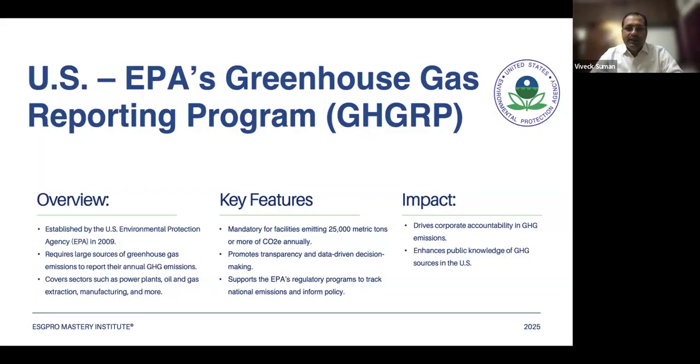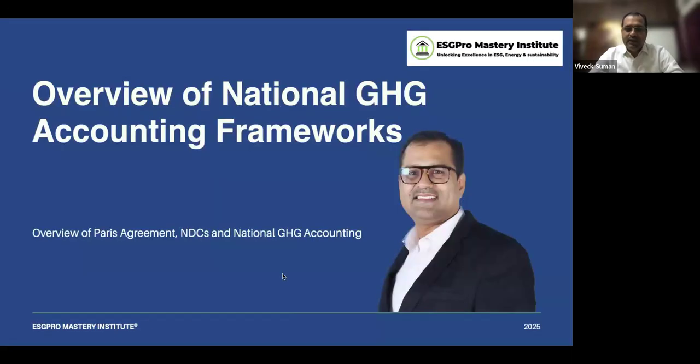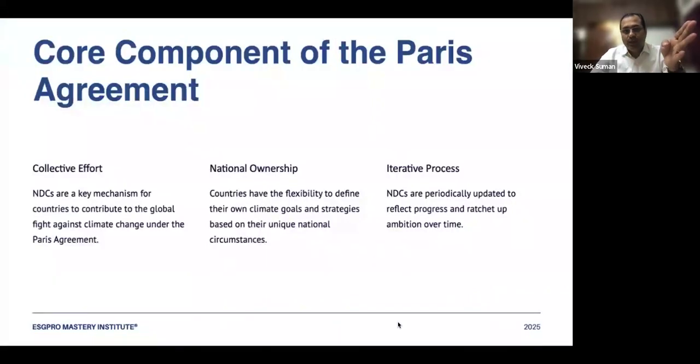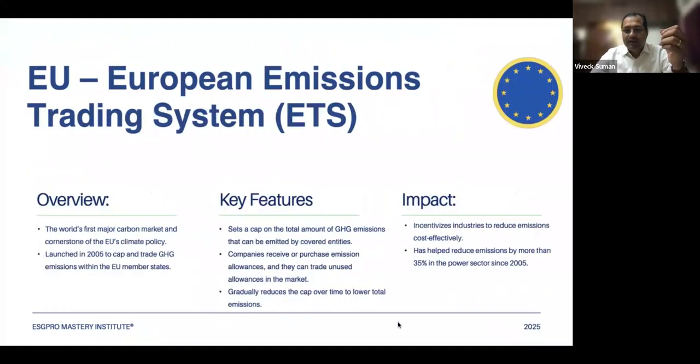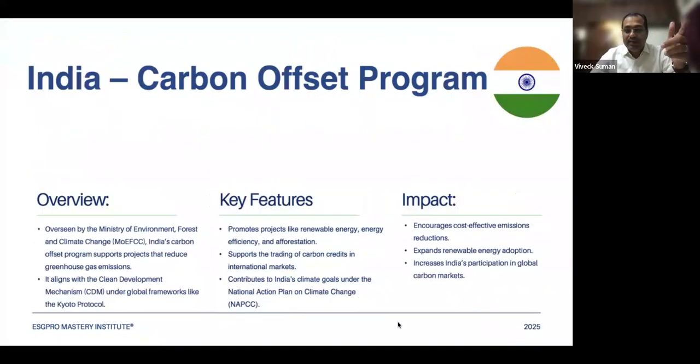So we started with an overview of the National GHG accounting framework in the last lecture, module 2, part 1. Then we started with the core component of the Paris Agreement, and we looked into the US EPA Greenhouse Gas Reporting Program, along with the European Union ETS program, which is the European Emission Trading Program. We also looked into the India Carbon Offset Program.